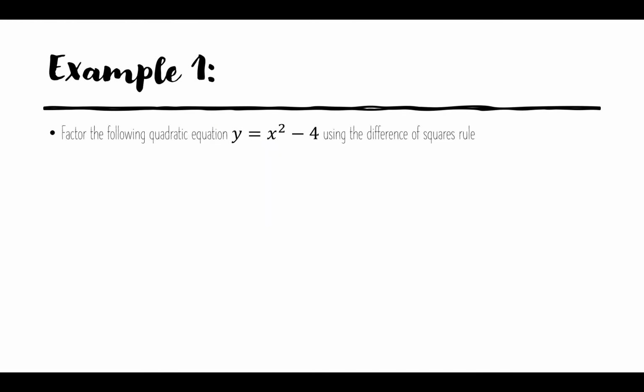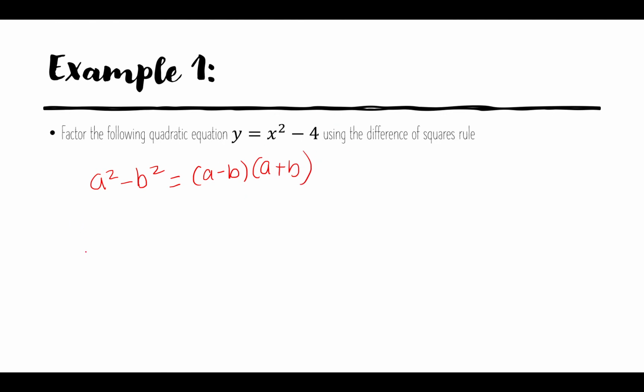So let's use this difference of squares formula in this first example. As always, try it on your own first, and assuming that you've tried it, let's do it together. So the question is asking, factor the following quadratic equation, y is equal to x squared minus 4, using the difference of squares rule. Knowing that the difference of squares rule, a squared minus b squared, is equal to a minus b times a plus b, let us dive into this problem.